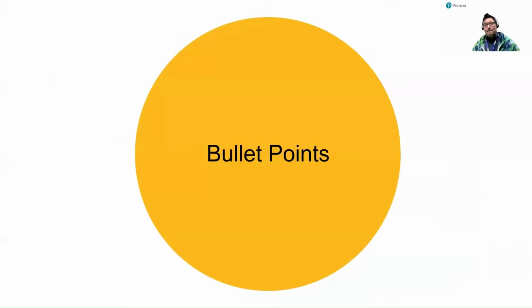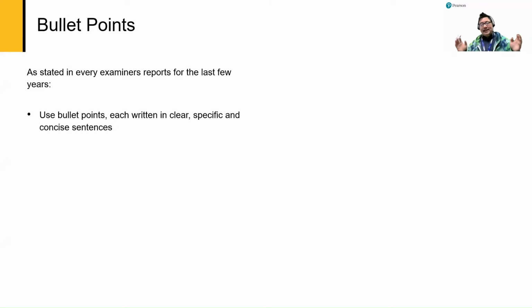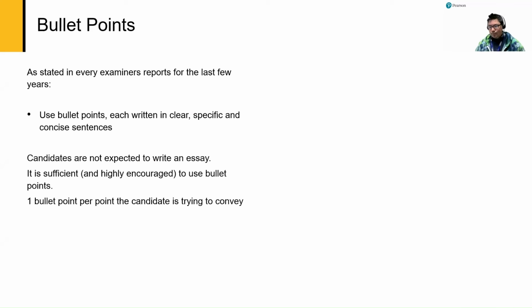So the first thing, bullet points. The one thing that we are not expecting from any student is a full-blown essay. That's definitely not what we're looking for. And it is stated in many examiners' reports for the last few years now, please use bullet points, each written in clear, specific, and concise sentences. We don't want a full-blown essay. We want very clear, concise answers.